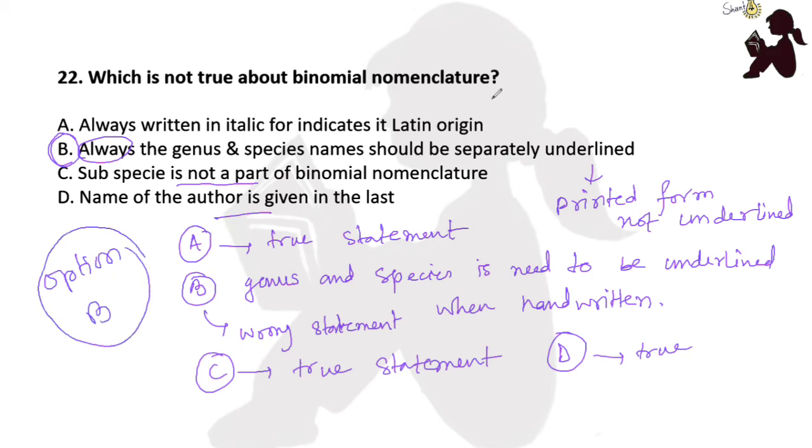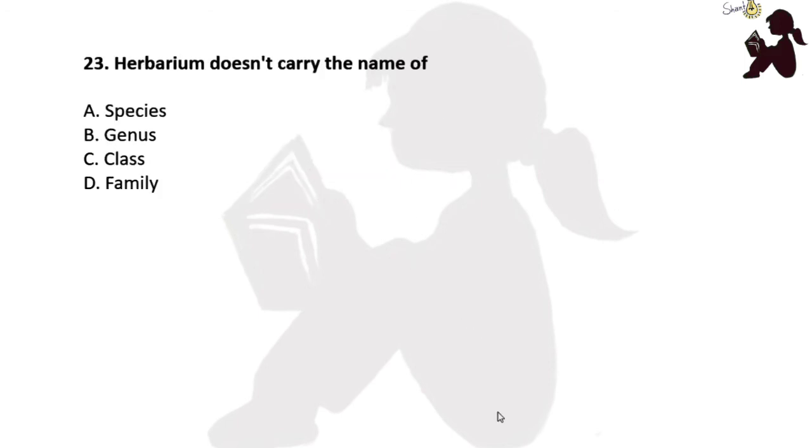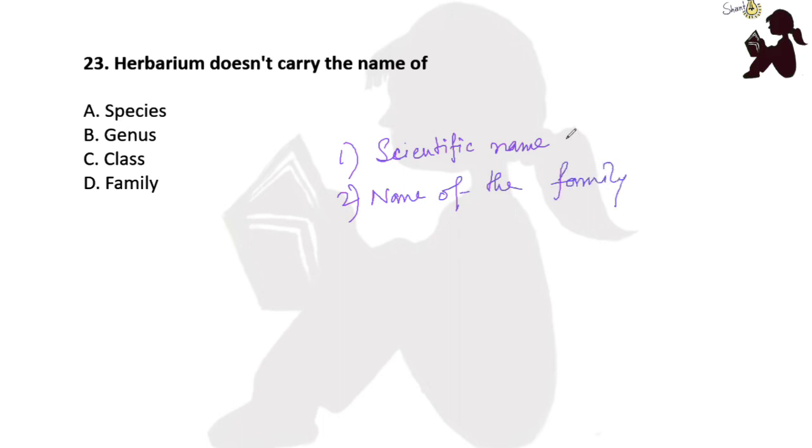Okay, then the next question. The next question is, herbarium doesn't carry the name of. Okay, so herbarium carries the scientific name and the name of the family. Okay, so scientific name contains the name of genus and species, and the family.